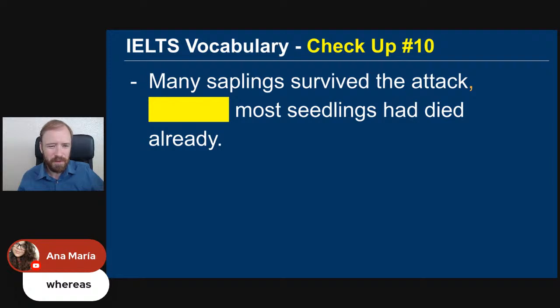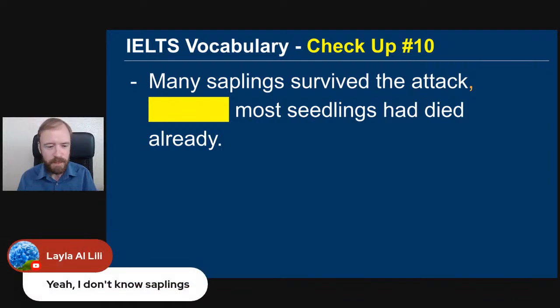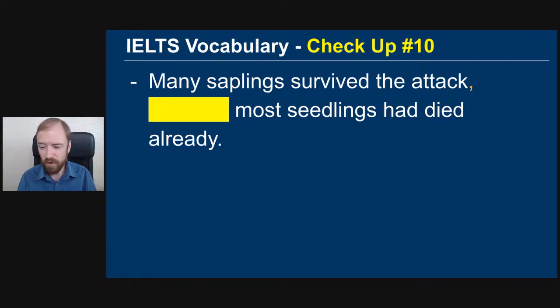And now you're thinking, what are saplings and seedlings? Because that's very important to your answer. Ramdan, whereas is correct, but you cannot start with a capital W because it's in the middle of a sentence. Many saplings survived the attack. On the contrary, most seedlings had died already. Possible, yeah. Yeah, that's why I put this example. You have to guess without knowing context, without knowing the vocabulary. You got to guess.